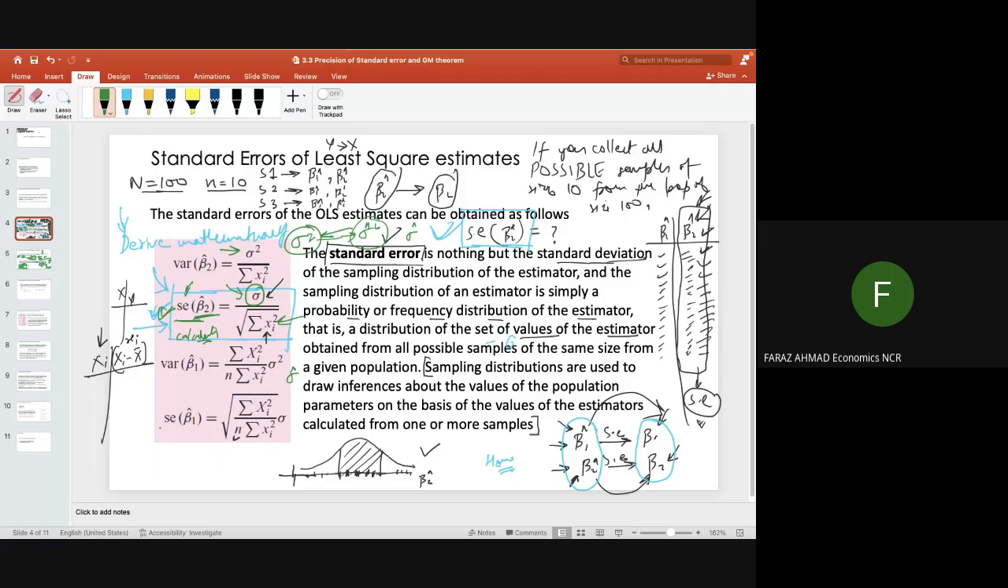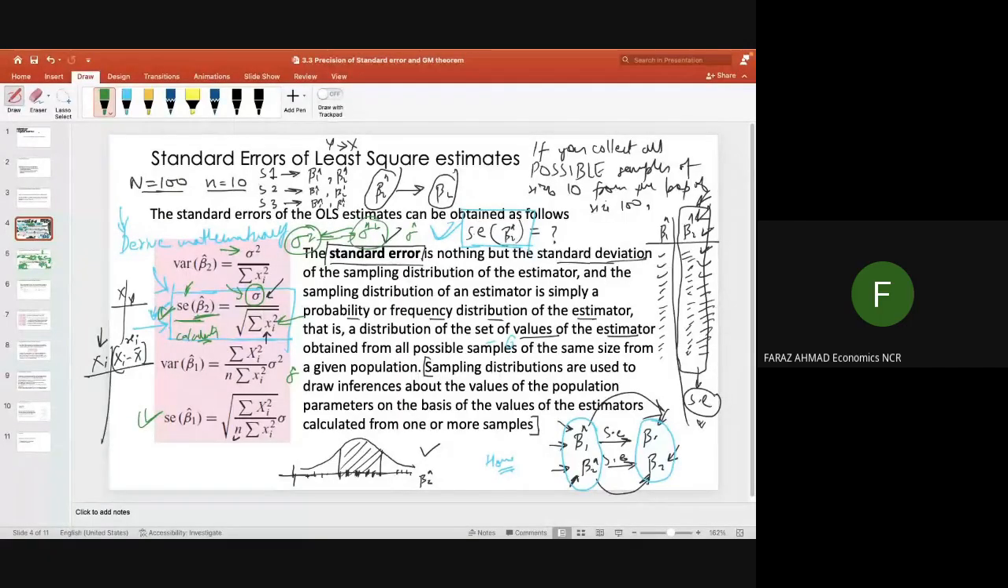Now, without having these beta 2 hat values or beta 1 hat values for all the samples, we can still calculate standard error using this formula, right? So the question you might be thinking is, how can this be possible that this formula calculates the standard error, which is nothing but the standard deviation of the sampling distribution, and we don't have the sampling distribution? Without having that sampling distribution, how can we calculate the standard deviation of all the possible beta 2 hats obtained from all possible samples of size n?